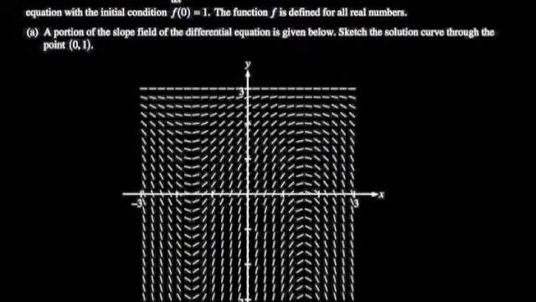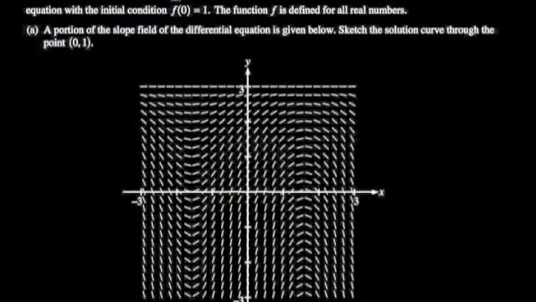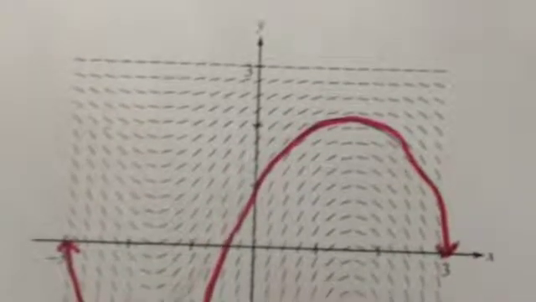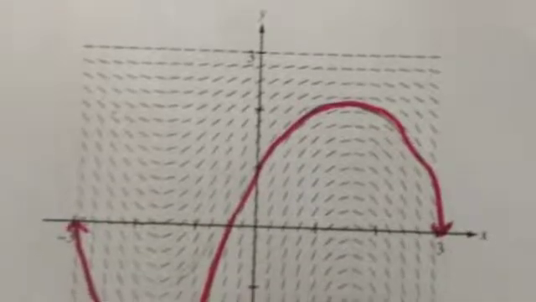Sketch the solution curve through the point (0, 1). For this part, you must look at the lines in your graph and follow these lines. You should start at the point (0, 1), and from there you will take the average between them. On the right side, your function will go downward, and from the left, it goes upward.